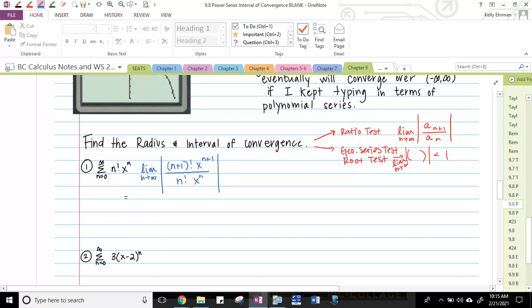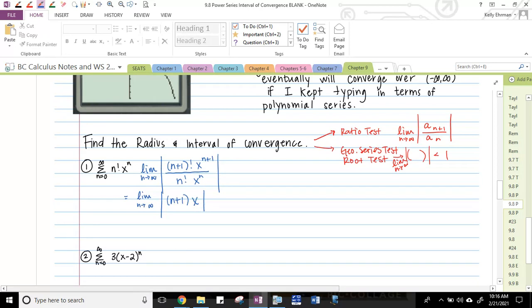Now simplify before you take the limit. Simplify what you can. So keep your limit notation. We've done this a few times. n plus 1 factorial over n factorial simplifies to n plus 1. x to the n plus 1 over x to the n, when you subtract your exponents, n plus 1 minus n just leaves me with x.